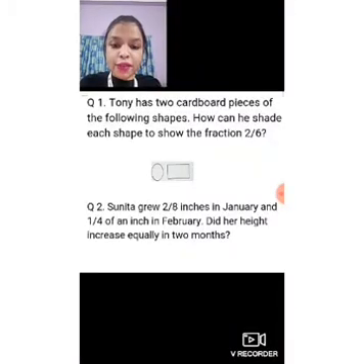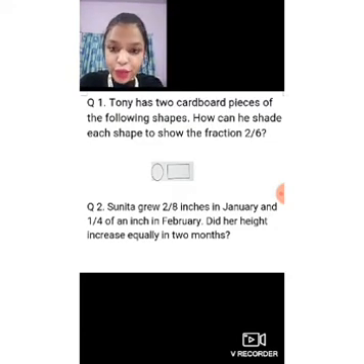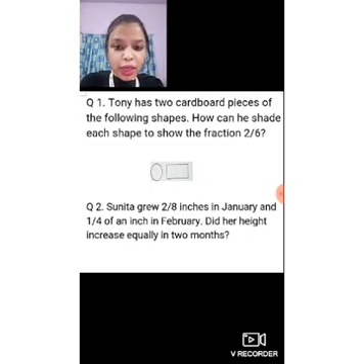So children, here I have taken 2 questions. The first question is, Tony has 2 cardboard pieces of the following shapes. The first is a circle and the second is a rectangle. How can you shade each shape to show the fraction 2 by 6? Now what you have to do, you have to show the 2 by 6 fraction in both of the figures. So you divide the figures into 6 equal parts and you shade 2. Okay, and you can check after that. That is how we can represent fractions in different kinds of figures.